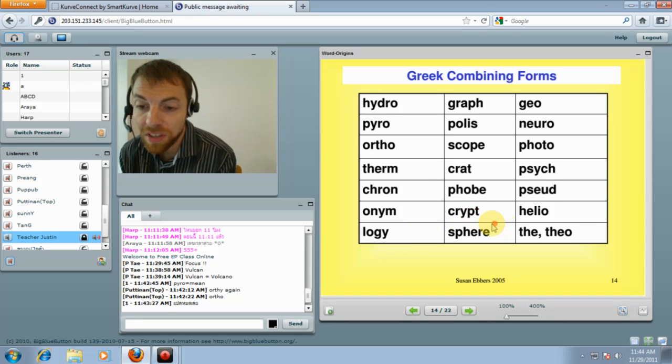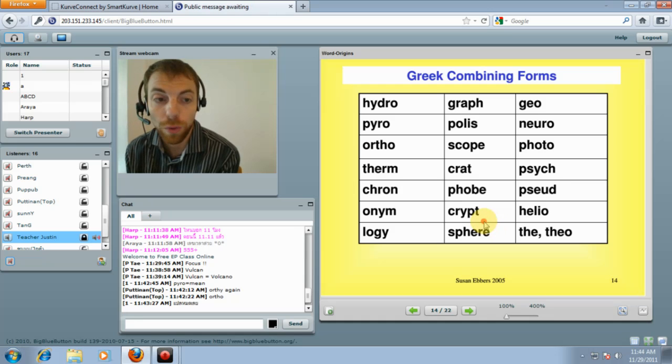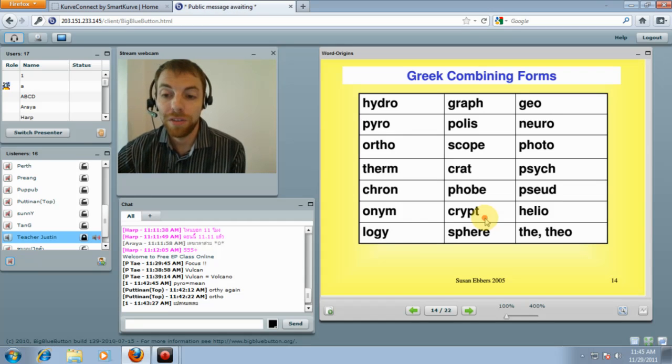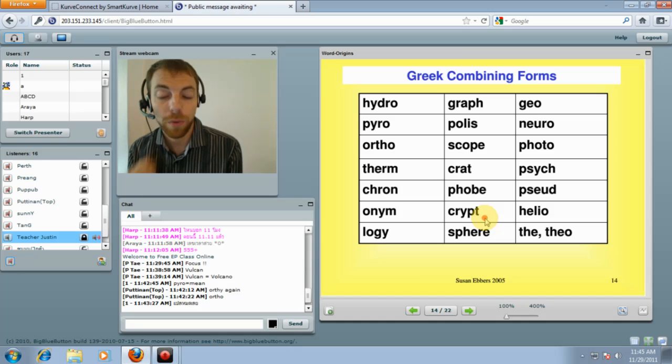Crypt. Crypt can mean a secret code, a secret message. So an encryption means it is written in a code. It's hard for you to understand what it means.